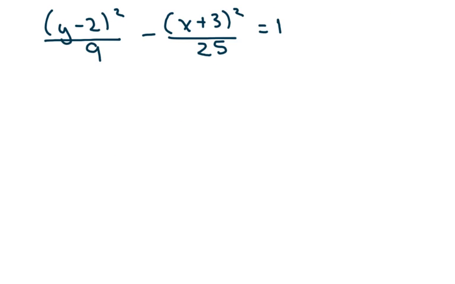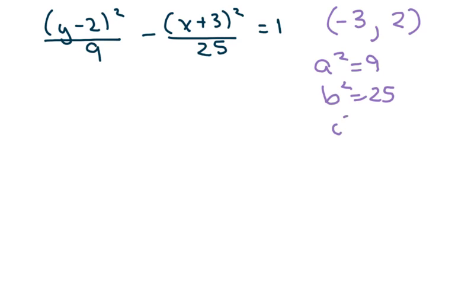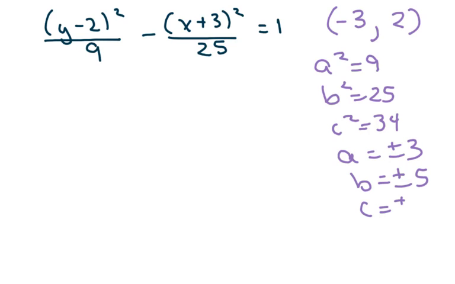All right, so here, my center is going to be -3, 2, and my a squared is 9, my b squared is 25, and my c squared is going to be 34. Therefore, my a is plus or minus 3, my b is plus or minus 5, and my c is plus or minus square root of 34, which is very close to 6, right? Square root of 36 is 6.